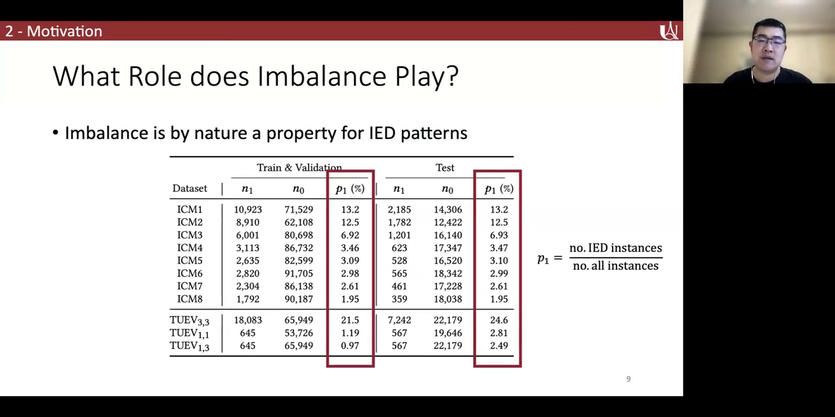For example, these are the datasets we have evaluated in our experiments. Some of them are from France, from the Paris Brain Institute, and some of them are from the US, from the Temple University Hospital. We can see the imbalance ratio, which is the number of IED examples divided by the whole number of examples. This can be as low as 1%, which indicates that the set is extremely imbalanced.